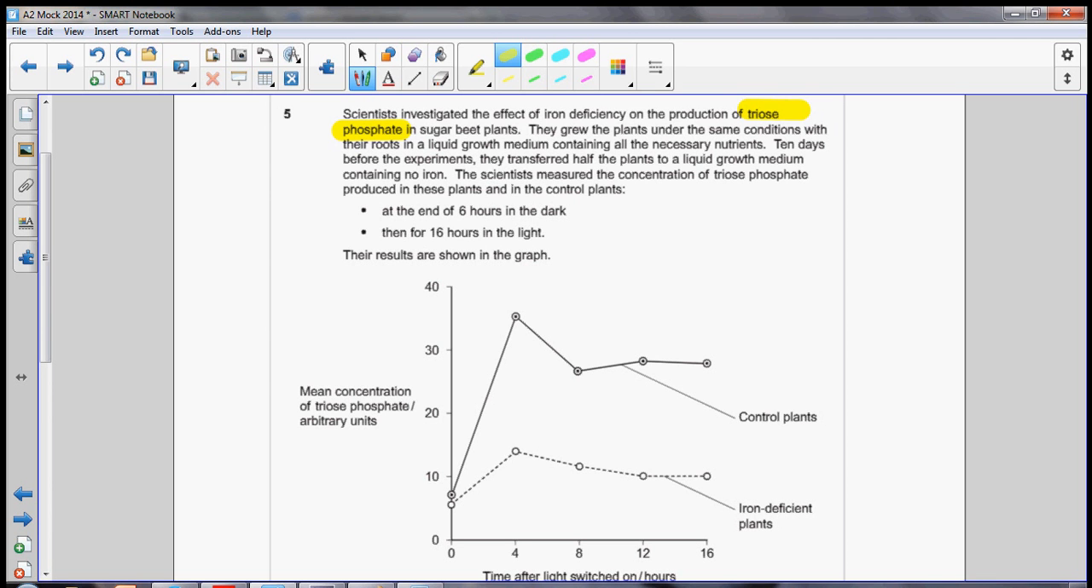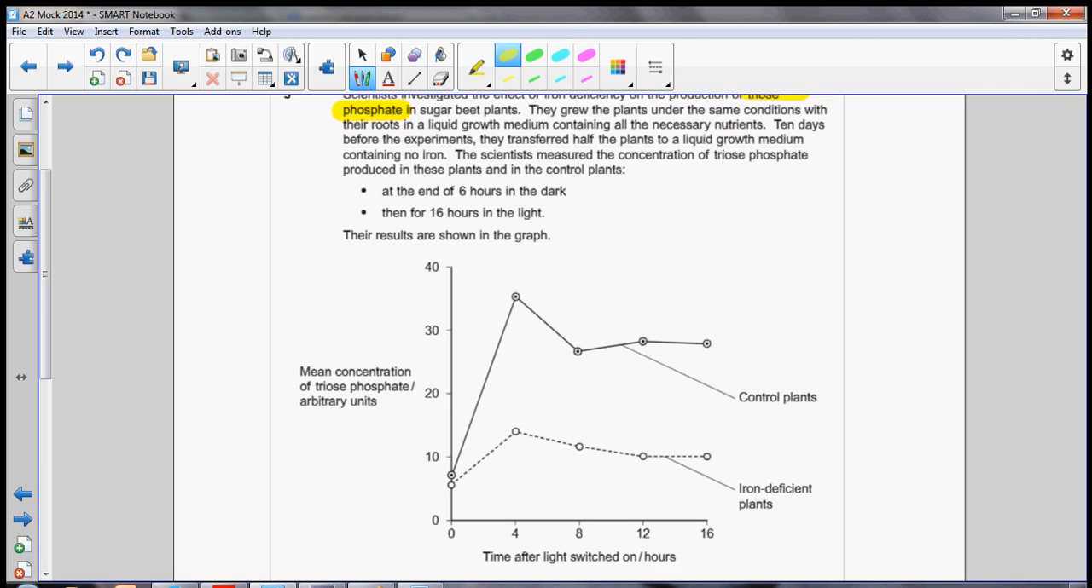The question goes on to give you some details about the experiment, and it tells you that the plants were all grown under the same conditions for a period, and then 10 days before the experiments, half of the plants were transferred to a growth medium with no iron. So half of the plants were put in a situation where they didn't have enough iron. The scientists then measured the concentration of triose in these plants, and in the control plants that presumably did have enough iron.